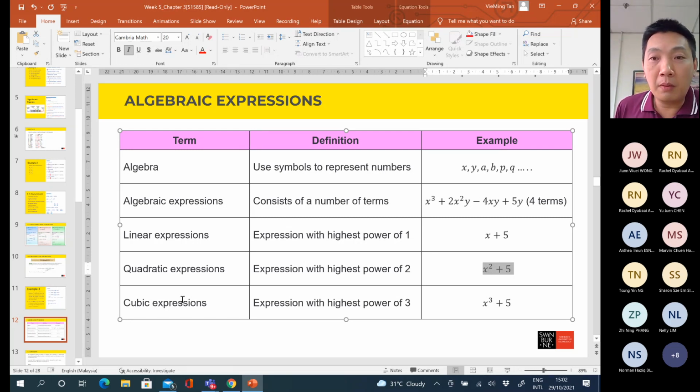How about if the highest power number is 3? Then we can say this is a cubic expression. For this type of line, you'll get a curve with an S shape, or a reverse S. But anyway, we are not going to draw any line or curve at the moment. We are going to learn how to simplify algebraic expressions, how to simplify all these terms, today.